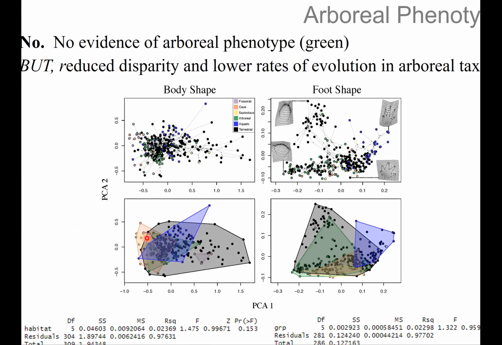You can tell that simply because of the overlap in these PCA spaces. The arboreal in green is covered almost entirely by these other groups. So they've not shifted into a new region of morphospace. And of course, our phylogenetic ANOVAs also provide evidence that that's the case. We do, however, see lower rates of evolution in that group. And so perhaps evolving to the arboreal habit hasn't created a new phenotype, but it has slowed down the evolution of phenotypes in general. And so those are the kinds of things that we can evaluate.